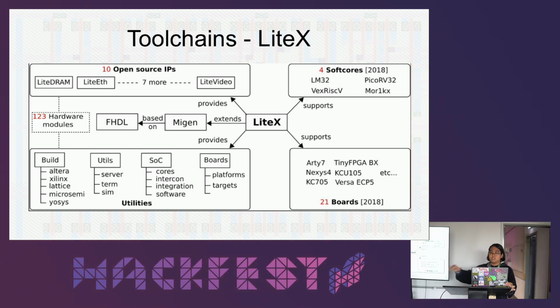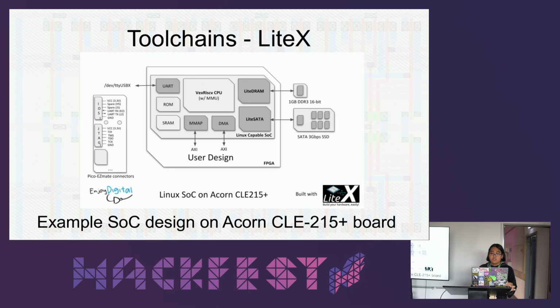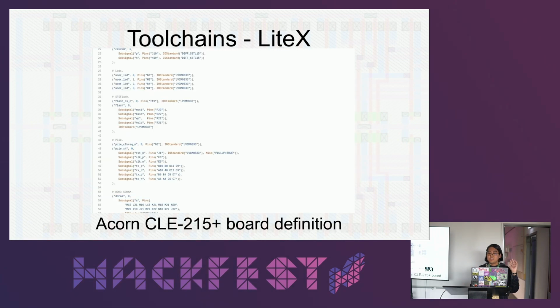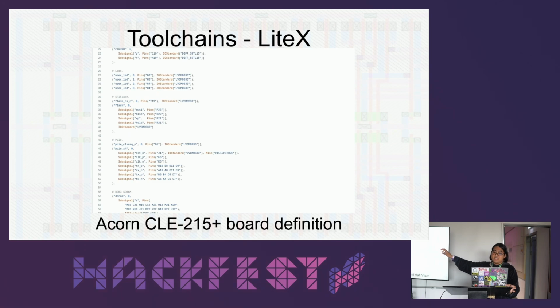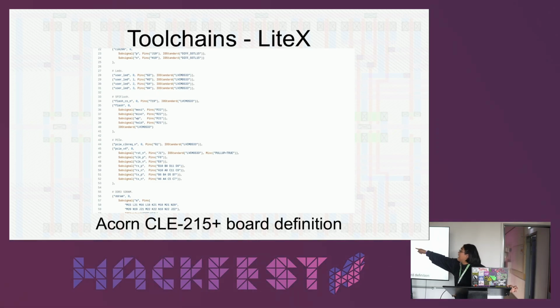What IPs it supports, what soft cores, and what boards. Of course, right now it supports a lot more FPGAs, a lot more platforms, that sort of thing. The design that we're going to use today uses this thing called the Acon CLE 215. It's an Artix 7 FPGA, and it's a repurposed crypto miner that's now used as an FPGA development board. If you open the file under LiteX, you can see the board definition. You can see the LEDs, which pins they use, where the SPI flash, PCIe, and so on are.